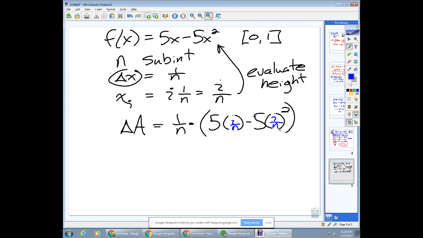Now we have to add those suckers up. All right, so here i goes from 1 to n.